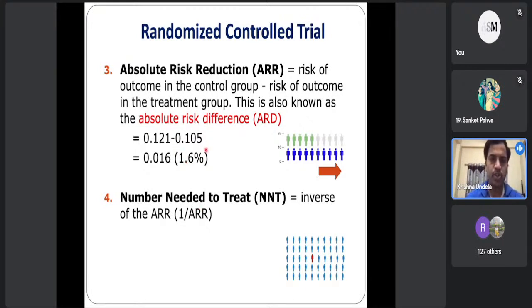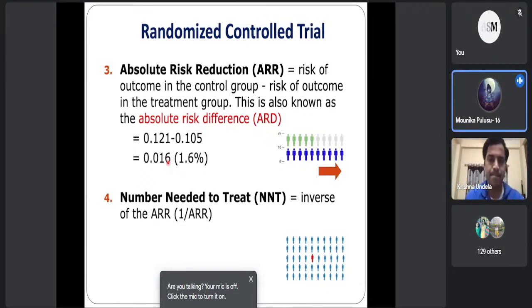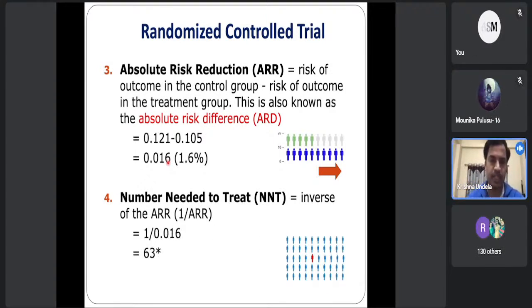So for that understanding, we need to calculate the absolute risk reduction from these values. And from this absolute risk reduction, we are going to calculate something called the number needed to treat, NNT. It's a very simple calculation. It is just the inverse of the absolute risk reduction, 1 by ARR. Always we take the original values only for calculation. Number needed to treat here is 1 by 0.016. It is 1 by absolute risk reduction. How much is it? 62.5. Maybe we can say it as 63.